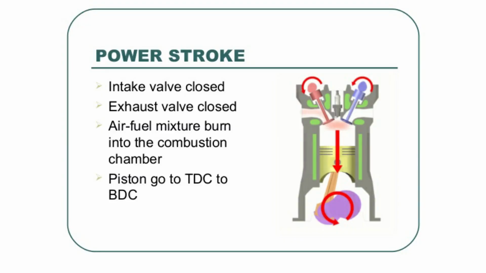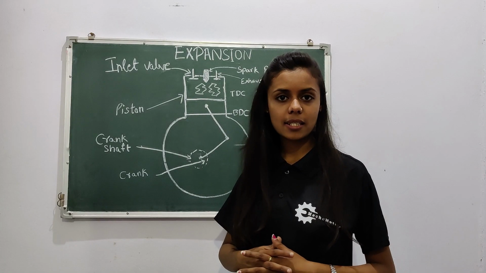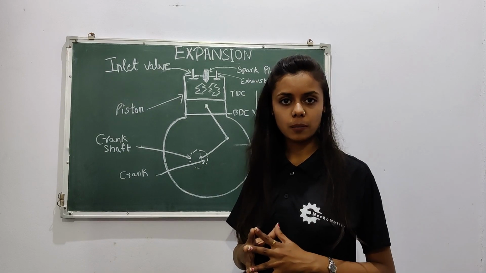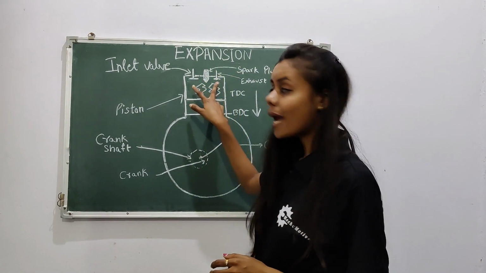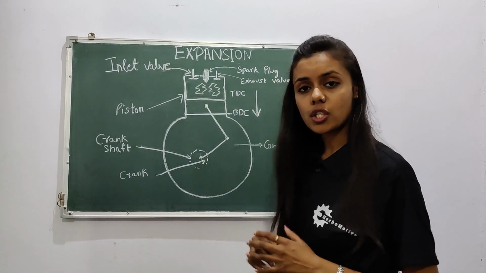This stroke produces power which is stored by the flywheel, and the flywheel gives power to the other strokes to complete the cycle. So the next process is constant volume heat rejection. During this process, both valves remain closed and the heat rejection will be at constant volume.